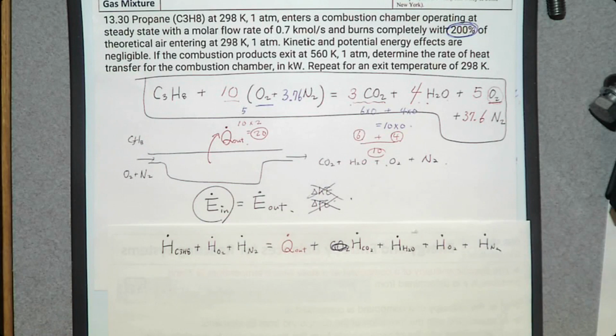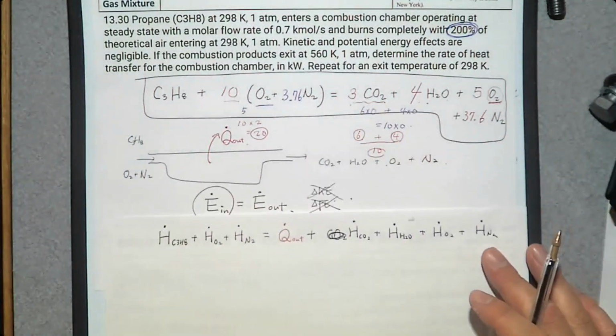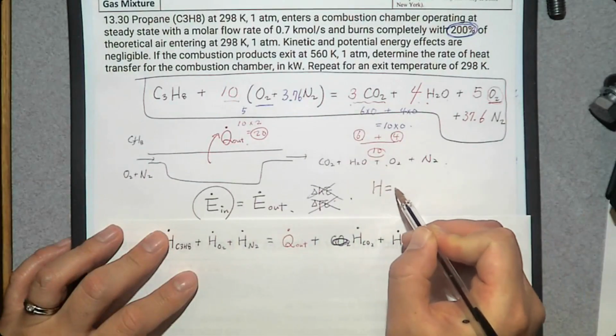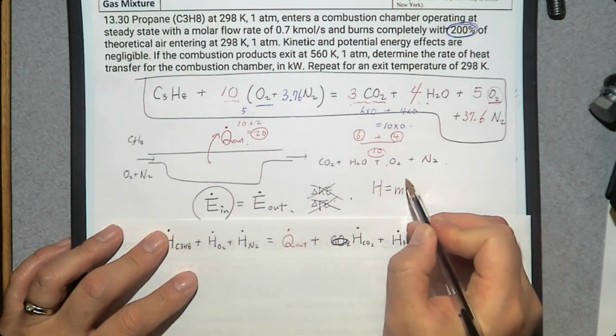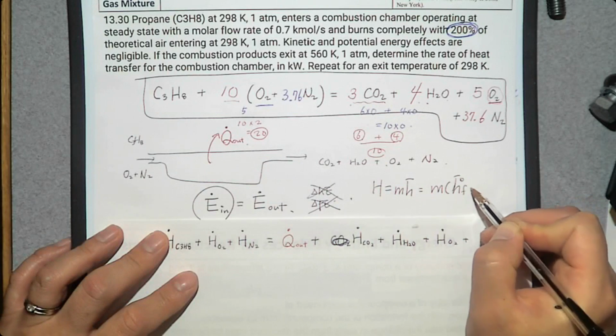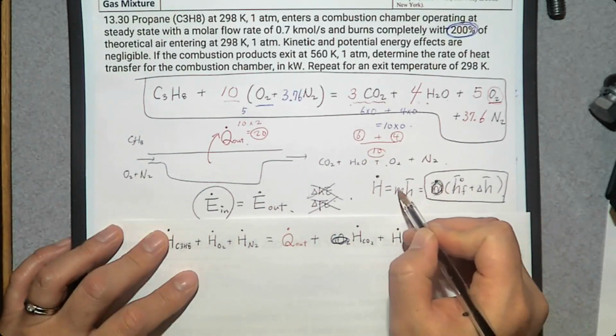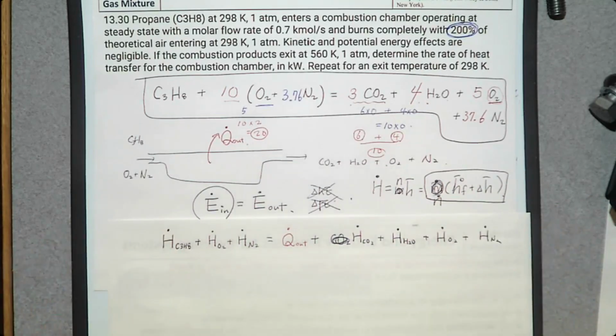Then how can we determine H dot? Oh, it's right here, this one. H can be determined by mass times h bar, which can be determined by mass times the enthalpy of formation plus delta h. If it is H dot, it's going to be N dot times the enthalpy of formation plus delta h bar. So we are going to replace each H dot with N dot times the enthalpy of formation plus delta h bar.